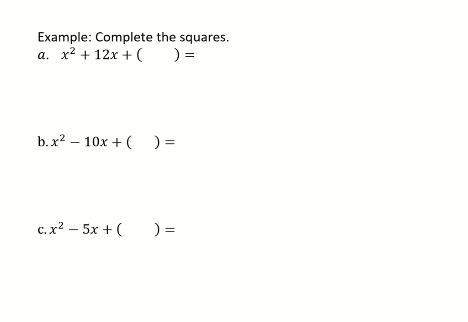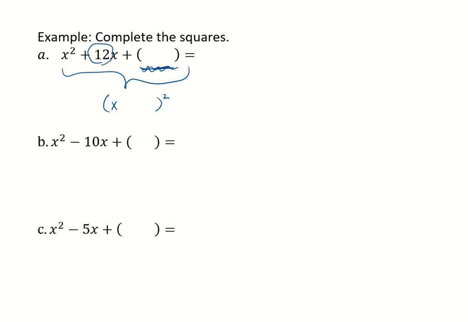In this video, we will talk about how to complete the squares for the following three trinomials. For A here, we want to add a number here so that these three terms will become x something squared. So how do we find this number? Well, this number is actually the 12, which is the coefficient for the x term.